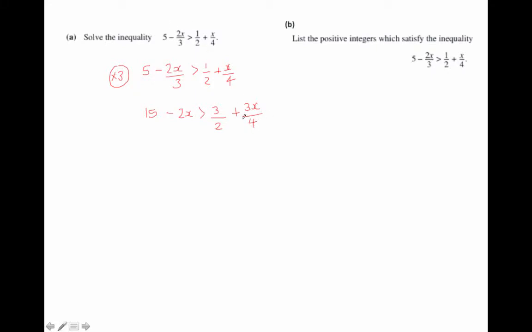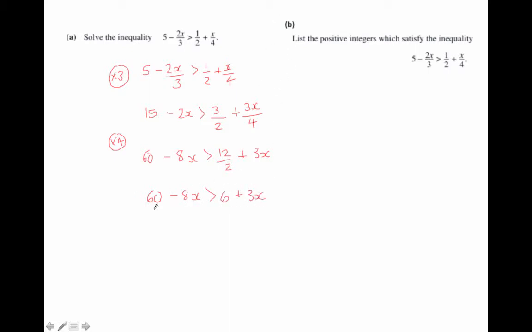Now, how do I get rid of the divide by 4? Well, I need to multiply everything by 4. 15 times 4 is 60. Take away 8x is greater than 12 over 2 plus 3x. Now, the 12 over 2 we can just write as 6. So 60 take away 8x is greater than 6 plus 3x.